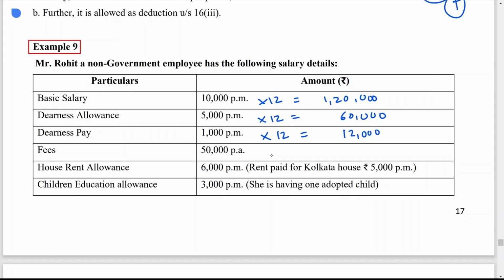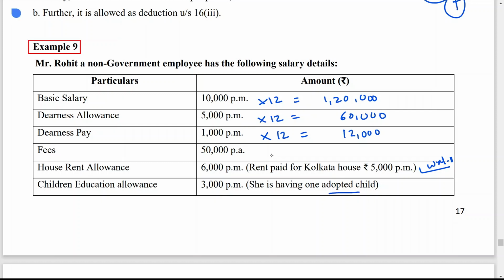Then house rent allowance, rent paid for Kolkata house rupees 5,000 per month. We will see one working note related to this. We will do the calculation in working note number 1. Children education allowance 3,000 per month. She is having one adopted child.